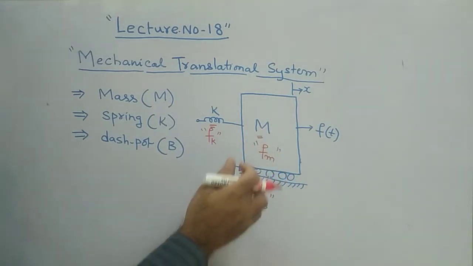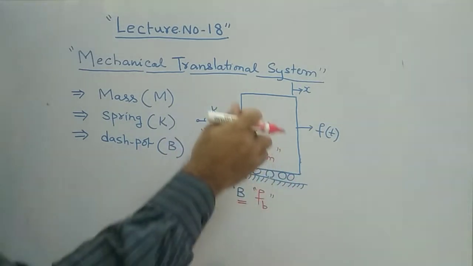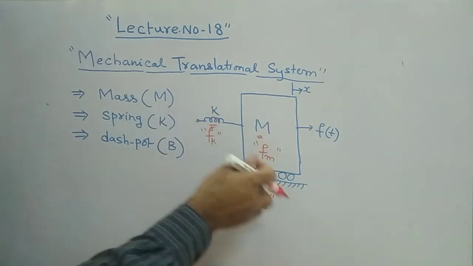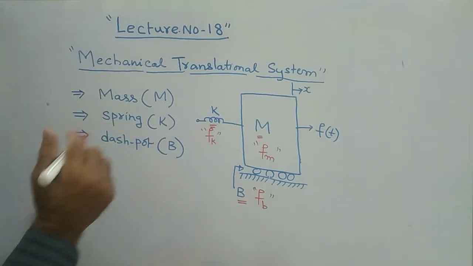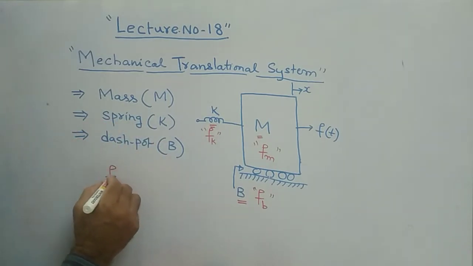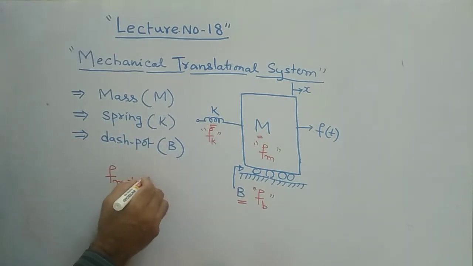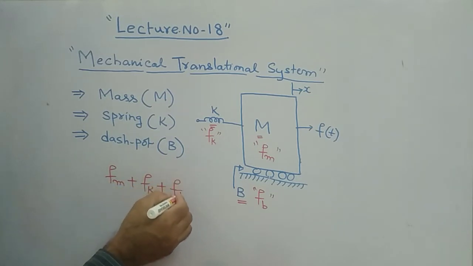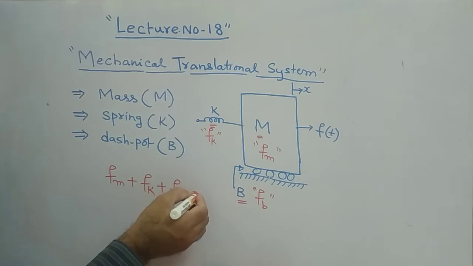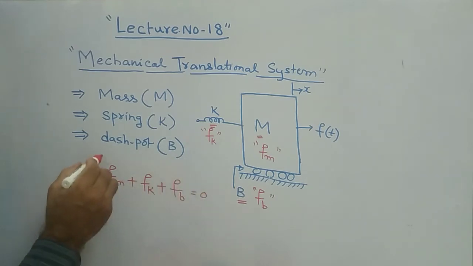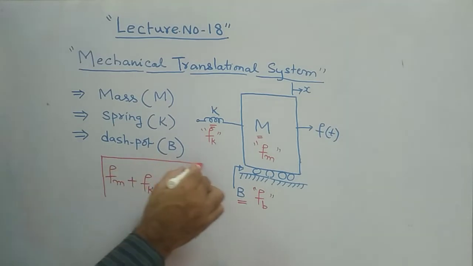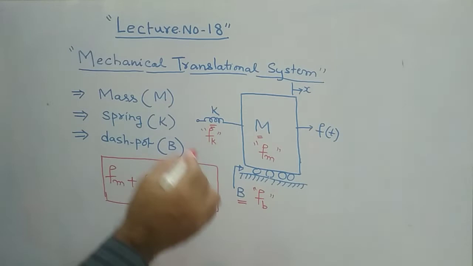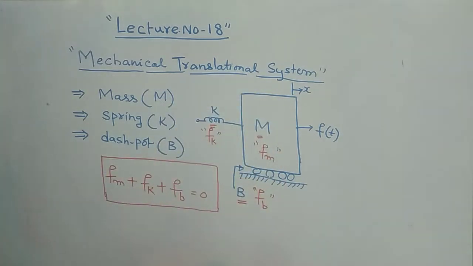So these are the three basic elements associated with this mass element. And now what are the total forces then? F suffix m plus f suffix k plus f suffix b equal to 0. The sum of forces acting upon a body equal to 0. That is what Newton's second law says. The sum of the forces acting on that body.